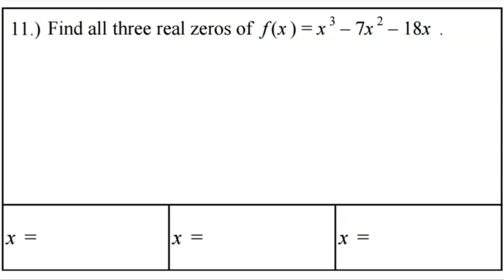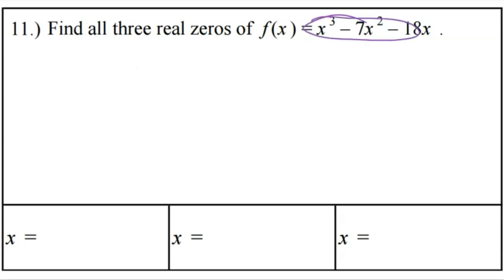In this video, we're going to cover questions 11, 12, 13, and 14. All of them, I think two of them will require synthetic division. This first one right here just basically says this is question 11. And in this question, we want to identify all three real zeros of f of x, okay?